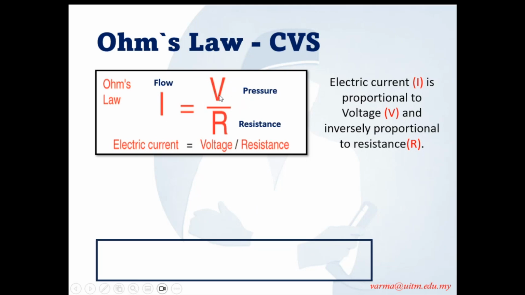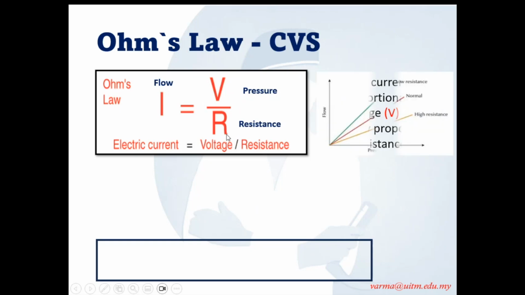Potential difference or voltage is the pressure here, the potential difference in pressure, and resistance is resistance to the flow. If we look at this equation, flow is directly proportional to the pressure, meaning an increase in pressure will increase the flow. Whereas flow is inversely proportional to the resistance, as in when resistance increases, flow will come down. So electric current I is proportional to voltage and inversely proportional to resistance. You derive it to flow: flow is directly proportional to pressure but inversely proportional to resistance.